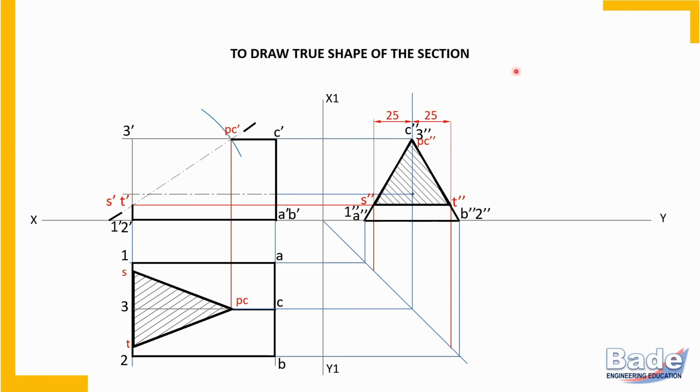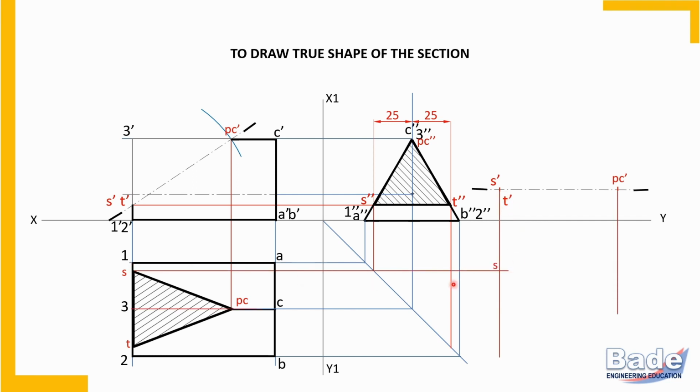Now to draw the true shape of the section, as usual, draw the cutting plane line parallel to the reference line or XY line. Transfer these three corners here. Use a compass to transfer these points on the horizontal center line. Now by drawing vertical projectors and horizontal projectors, we'll get the true shape. The section is parallel to HP now. So in the top view, we'll get the true shape of the section.